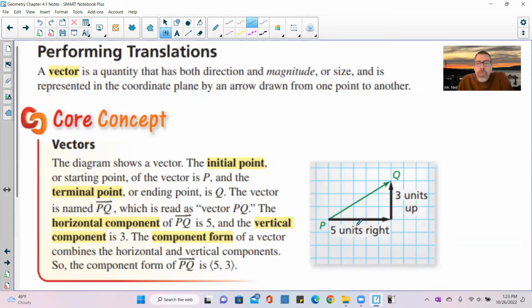The horizontal component of PQ is 5. So in other words, how did I get from P to Q? I had to go to the right 5 and up 3. So the horizontal component is the distance horizontally, or 5, and the vertical component is your vertical distance, which is 3. The component form of a vector combines the horizontal and vertical components. So the component form of vector PQ is <5, 3>, but we don't use parentheses. We use these bracket looking things. They look like a less than and greater than symbol, but not quite. And that is defining direction: to the right 5, up 3 is what vector PQ does from its initial point.